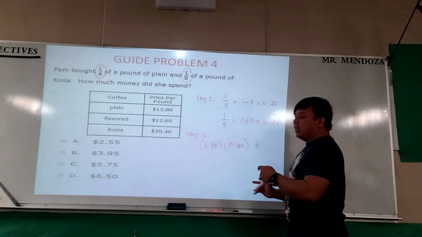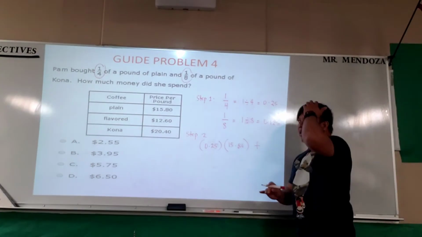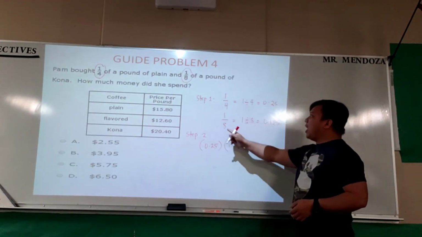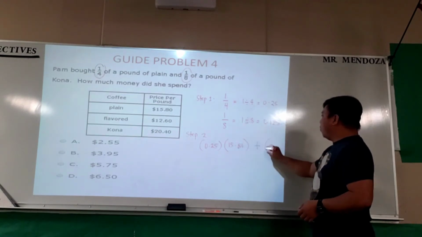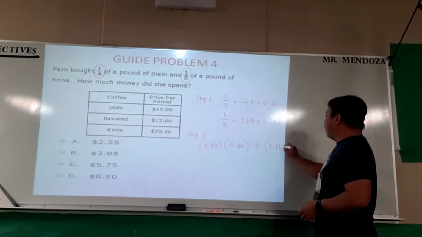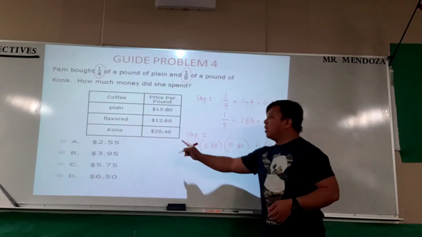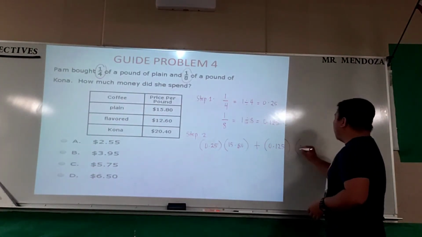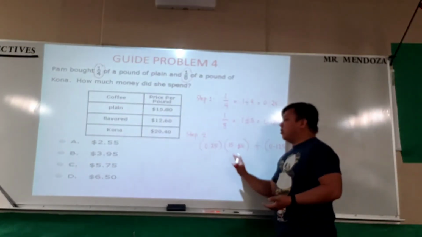Now we add it to the price of the Kona coffee. How are we going to find it? How many pounds did she buy of Kona? It's 1/8, or 0.125. So you're going to multiply 0.125 by the price per pound of the Kona, which is 20.40. So all we need to do is multiply these two.